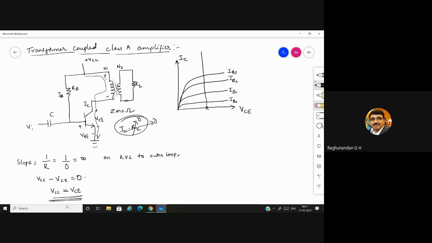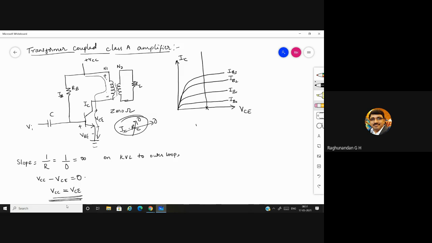Suppose if you have only the current point and you don't have the voltage point, then it will be a horizontal straight line. Since here we are having only the voltage point, we get a vertical straight line. So the DC load line is a vertical straight line passing through the voltage point on the x-axis. This is the DC operation.